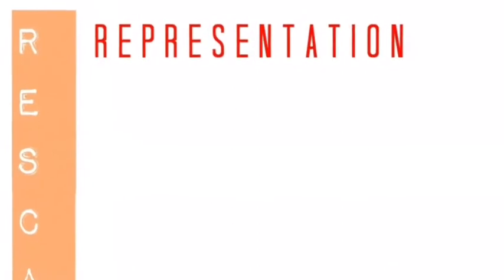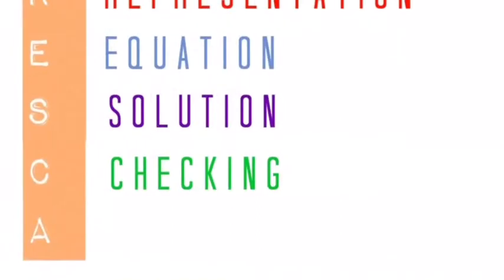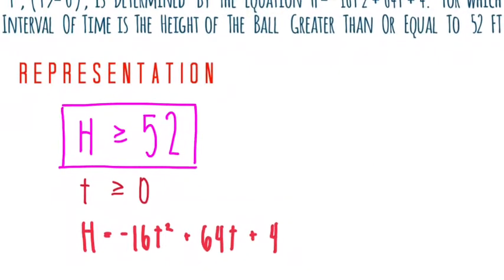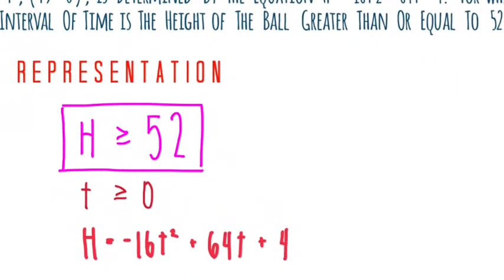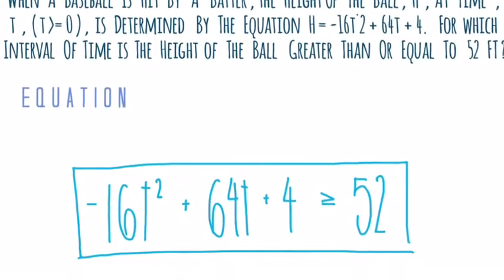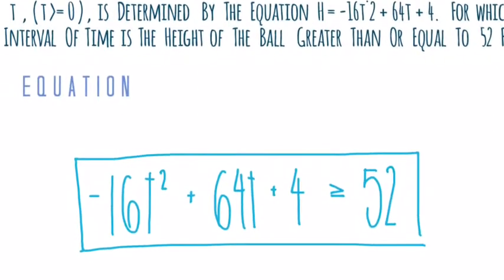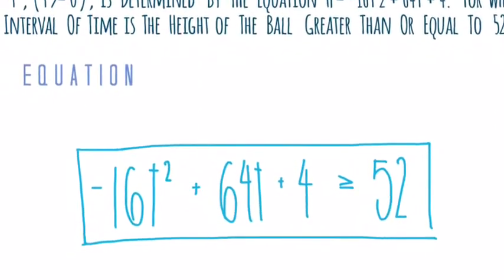We use RESCA to make this an easier way to solve the problem. R stands for representation, E for equation, S for solution, C for checking, and A for answer with label. Representation is basically like writing down what our givens are. And then for equation, this is basically what we are going to solve for. Therefore, it's going to be negative 16t squared plus 64t plus 4 is greater than or equal to 52.